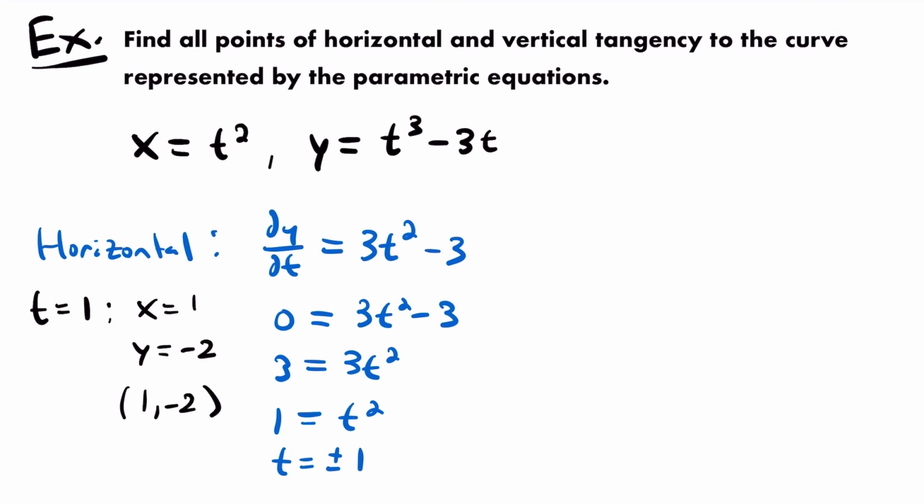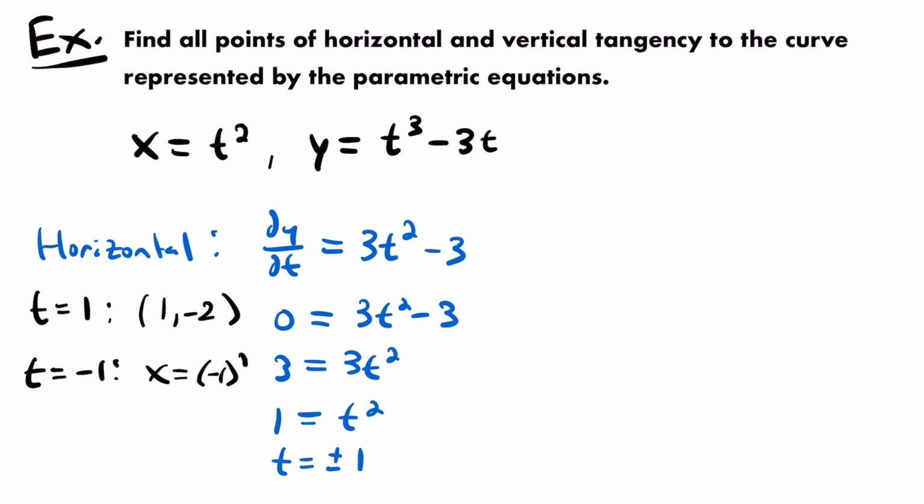And now let's work on our second coordinate point when t equals negative 1. When t equals negative 1, x will be equal to negative 1 squared. We replace t with negative 1. Negative 1 squared is 1, so x is equal to 1 again. And y will be equal to negative 1 cubed minus 3 times negative 1. Now negative 1 cubed is negative 1, and negative 3 times negative 1 is positive 3.